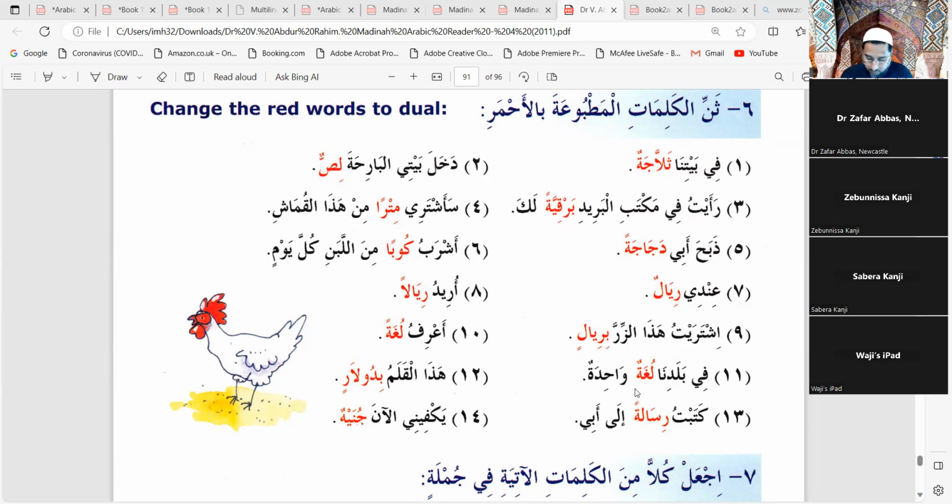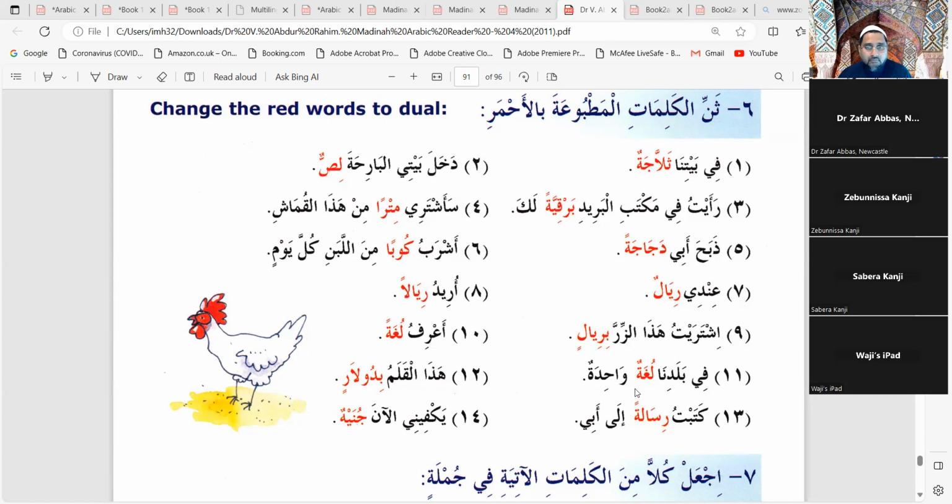Zabaha abi dajajatan. My father slaughtered a chicken. Zabaha abi dajajataini. Indi riyalun. I have a riyal. Indi riyalani. Ishtaraytu هذا الزر بريال. اشتريت هذا الزر بريالين. في بلدنا لغة واحدة. In our country, one language. في بلدنا لغتان. I don't know, اثنتان, 2 languages, because it is واحدة. واحدتان كاثنتان. اثنتان. Okay.